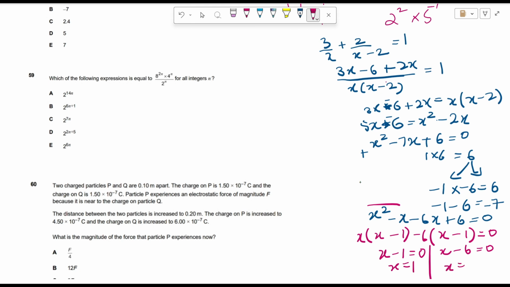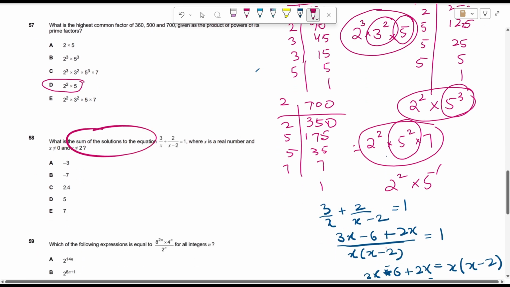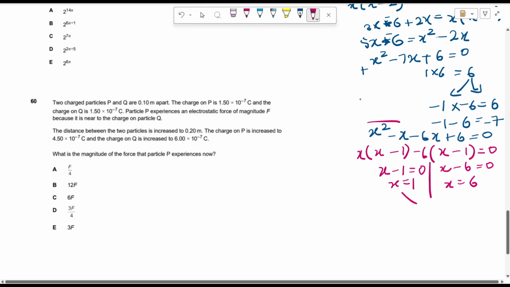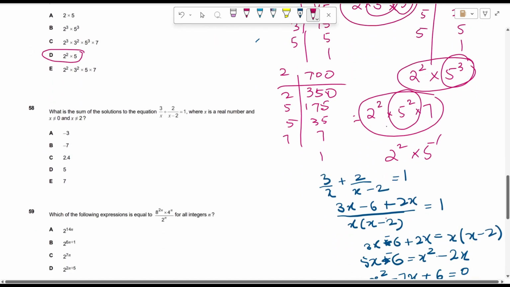When it goes there, it would be plus. Now we are supposed to find the sum of the solutions of the equation. The solutions of the equation are just the answers of x, right? So the sum of these two would be 1 plus 6 is 7. Let's see if we have gotten 7 in our options. Yes, we have. Option E is the correct answer.